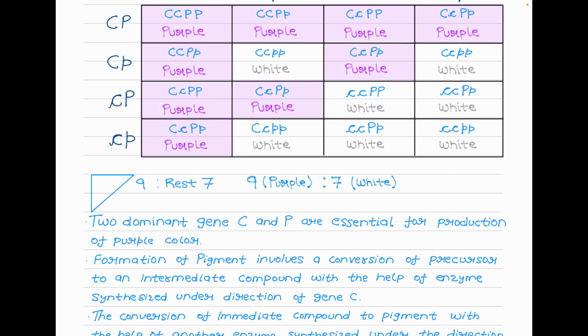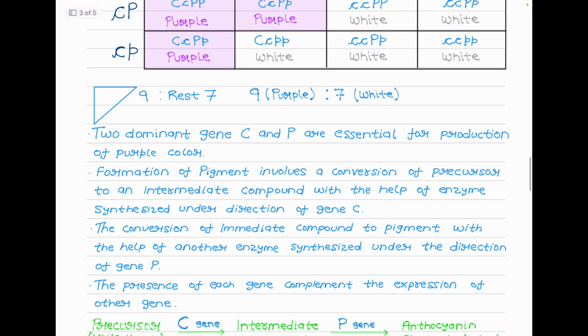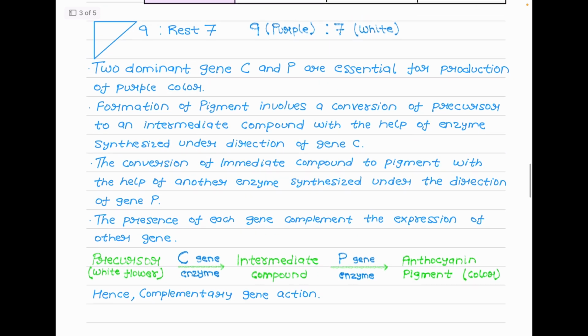This is called the complementary gene action because both genes are complementary parts of the same pathway. This also shows how genetics connects to biochemistry. Genes encode for enzymes, and enzymes work in a pathway. Here you can see the precursor with white flower, the C gene enzyme, the intermediate compound will form, and if the P gene enzyme is present, then anthocyanin pigment will form, the purple color.